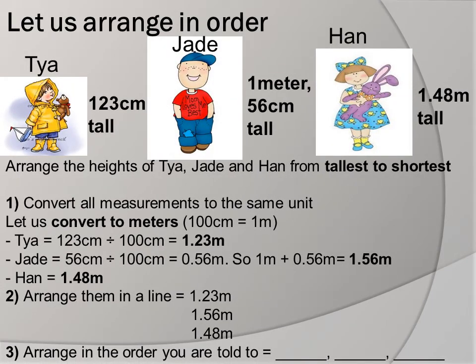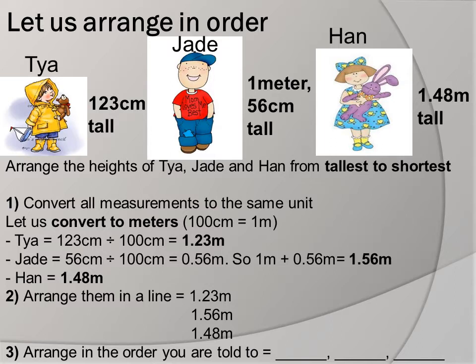Okay, I have an example here. We're going to look at this. Look at the pictures. What comes to your mind when you look at the pictures of Tyre, Jade, and Han? 123 centimeters tall, 1 meter 56 centimeters tall, 1.48 meters tall. What comes to your mind? Well, what comes to my mind is we're talking about height. And if we're talking about height, that means the particular measurement unit we're speaking about is length.